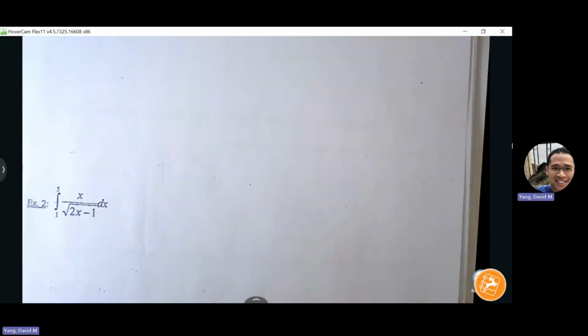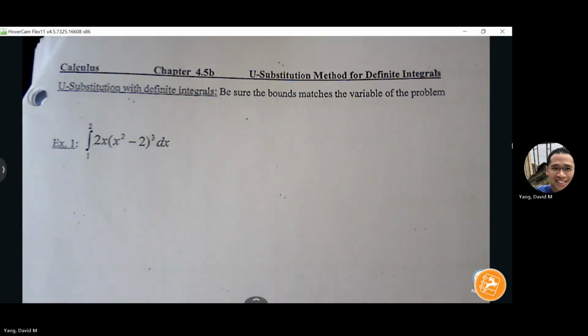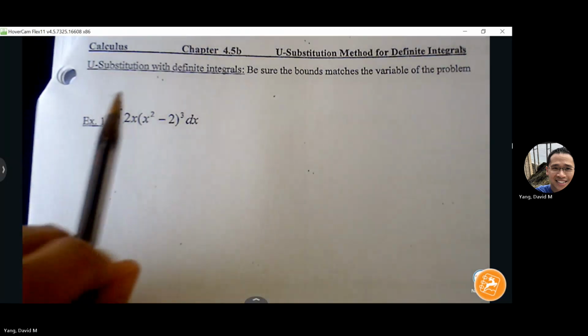Okay, so page 9. We're going to still talk about U-substitution, but now with definite integrals. That just means we have one additional step ahead of us. After you go through U-substitution, we're going to have to involve the bounds after the antiderivative. Okay, all right, here's the next page.